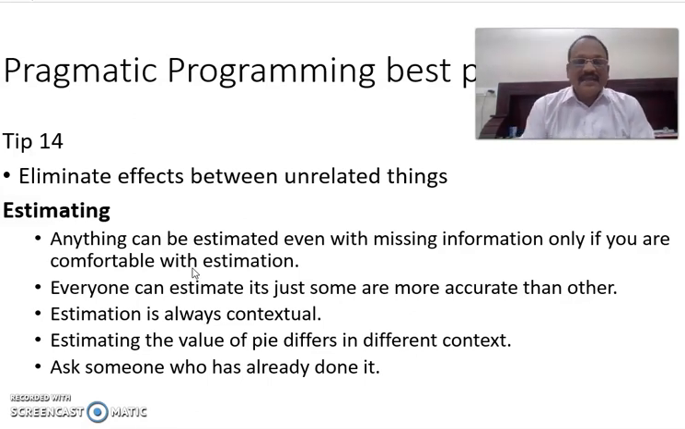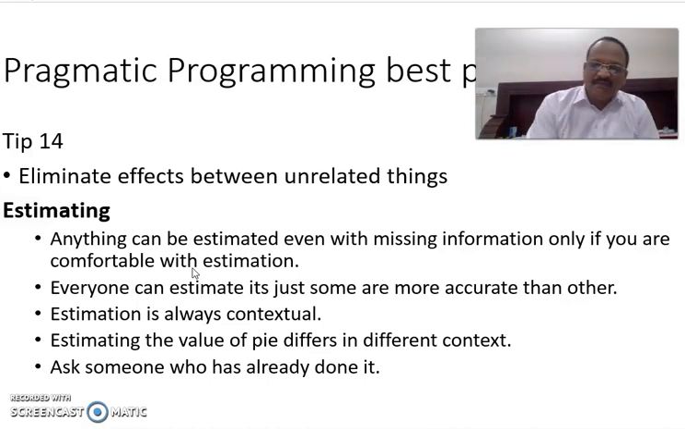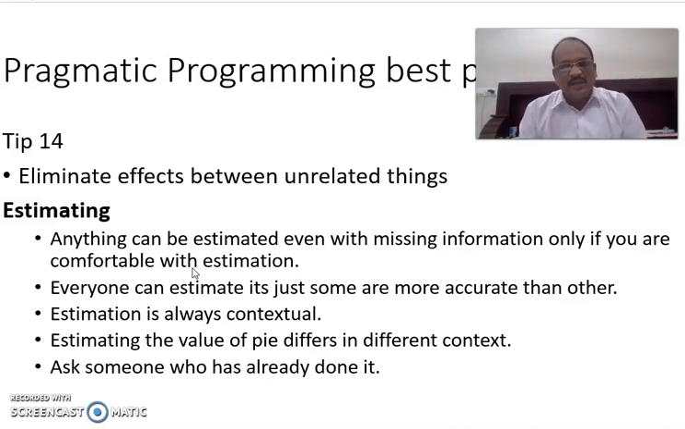Estimating. Anything can be estimated even with missing information, only if you are comfortable with estimation. With missing information, usually what we do is take historical data, that is, a previous project similar to this project, and take the estimation from that. Everyone can estimate, but some are more accurate than others. Why? Because they are passionate about their work and knowledgeable.